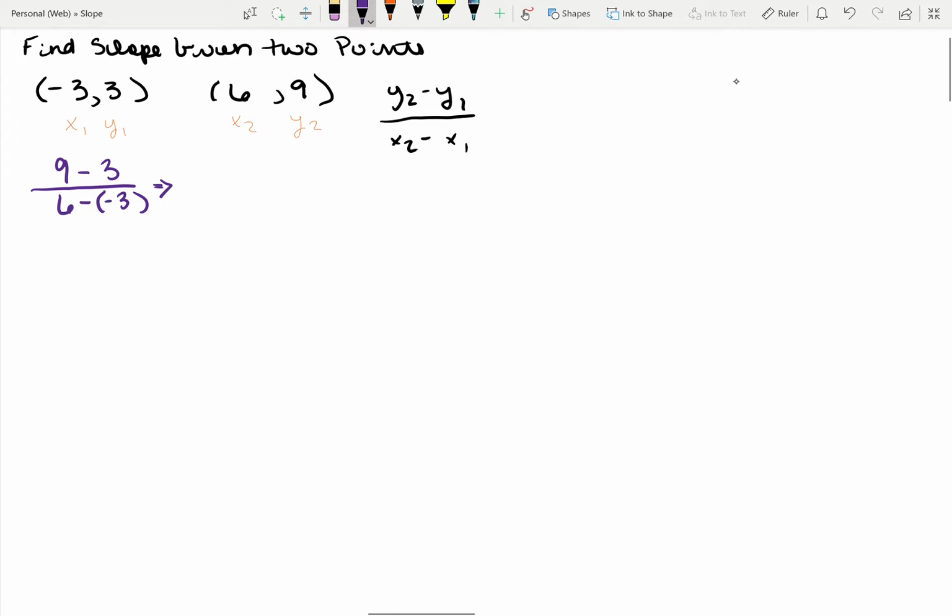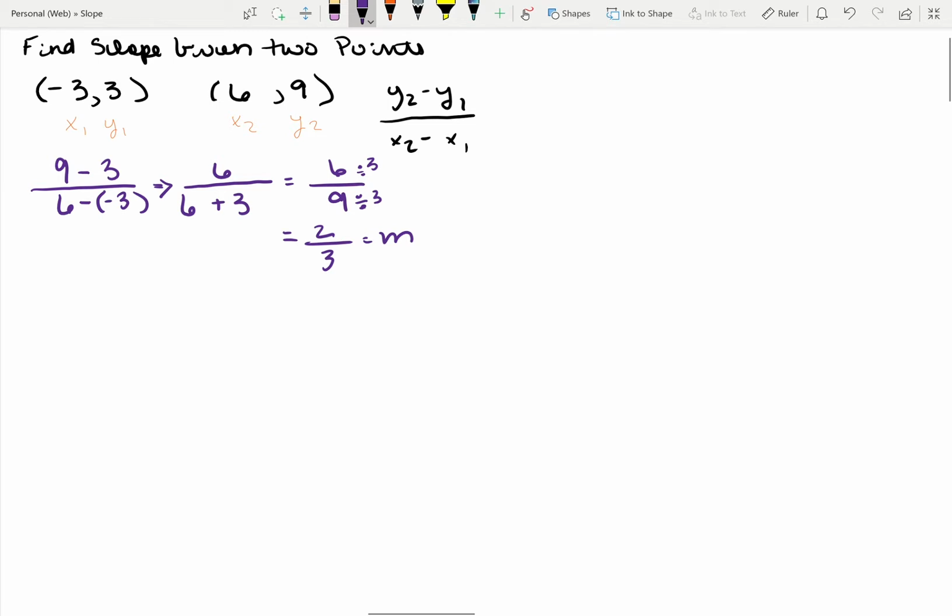So we have 9 minus 3, which is 6, all over 6, minus a -3 now becomes plus 3, which is the same thing as 6 over 9. Then, of course, from there, we simplify by dividing by 3 for our numerator and 3 for our denominator, and we find that 6 divided by 3 gives us 2, and 9 divided by 3 gives us 3. Okay, so our slope here is 2 over 3.